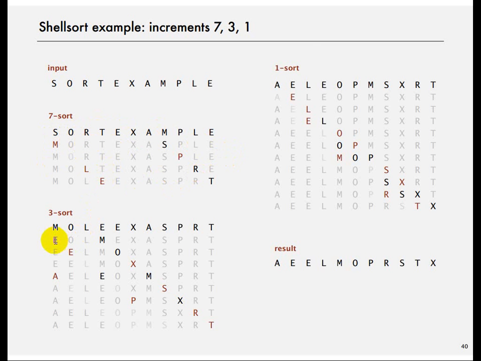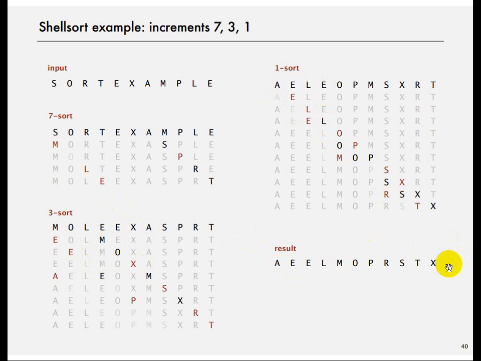Now when you start with 3, you say, okay, now let me look at M and E, the third element after that, correct? Should I swap them or not? In this case I have to. Then you start with this one and this one. Do you have to swap them? Yes. And so on and so forth. Finally you just swap elements next to each other if needed, and finally you have a sorted array.